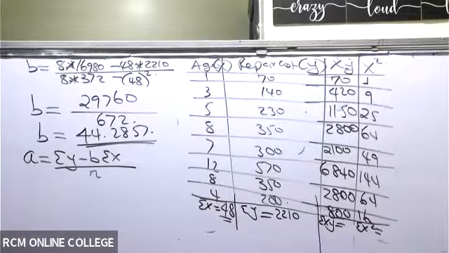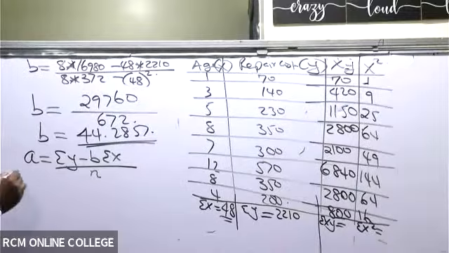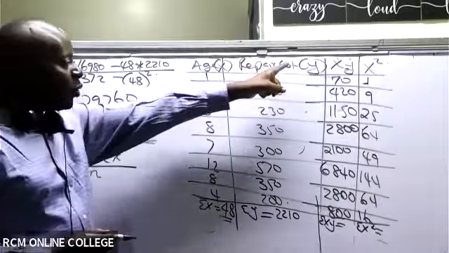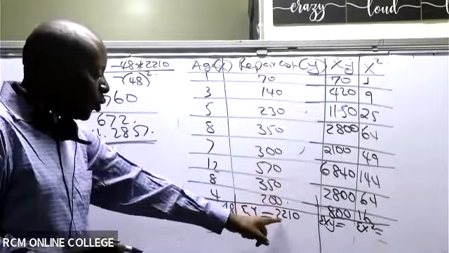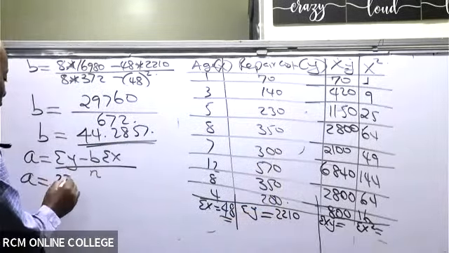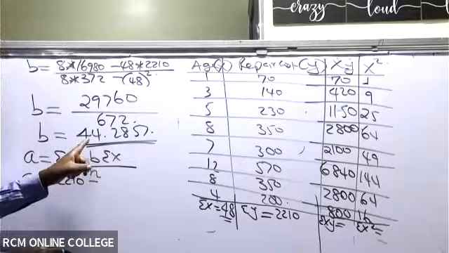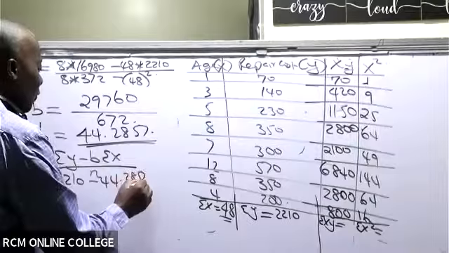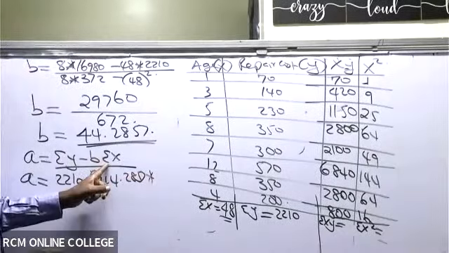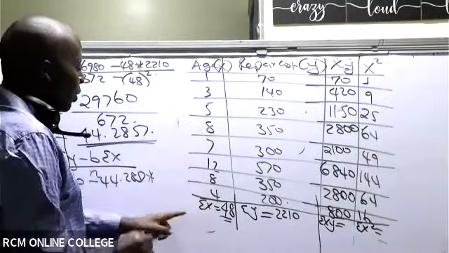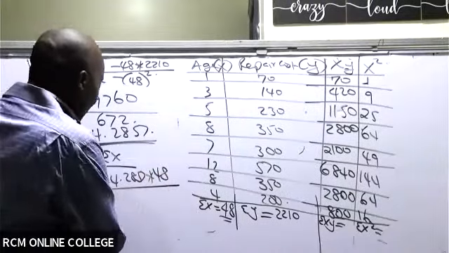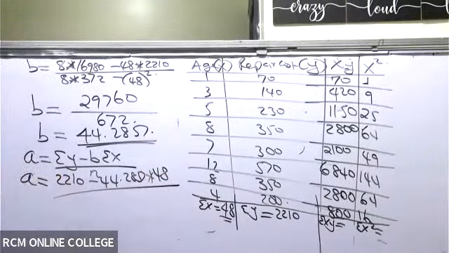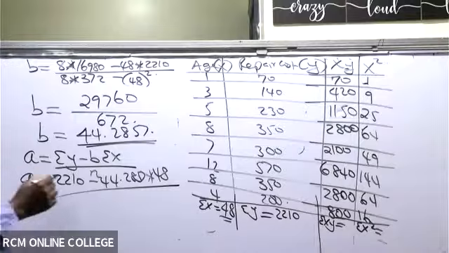So do we have all these parameters? Oh, yes, we do. So our A will be equal to summation of Y, which is 2210, minus B, which we have here, which is 44.2857, times summation of X, which is 48, divided by our number of data points, which is 8.